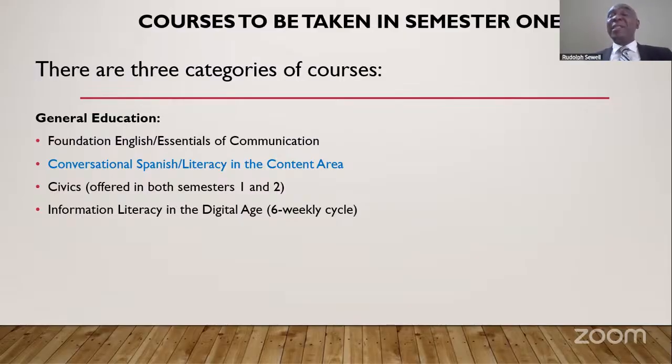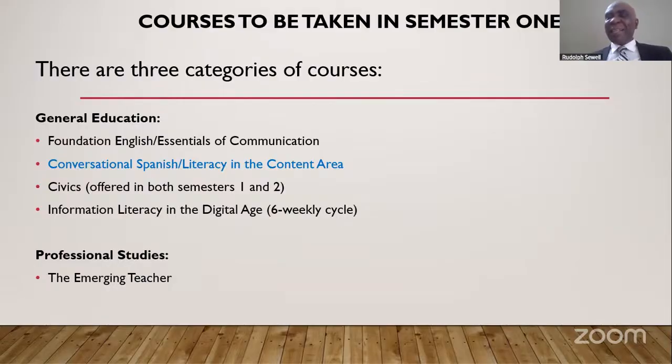The Information Literacy in the Digital Age course is handled a little differently. It's a 6-week cycle, and usually they don't ask you to register at this time. When they are ready for that, they will advertise it, and there's a particular process to go through. And once you're in the Mico email, that will be very clear with all the instructions. So now you're understanding, these are the 3: whether Foundation English or Essential Communication, Conversational Spanish or Literacy in the Content area, as well as Civics. Those you need to have. Then we have a category called Professional Studies, and they're starting you off quite easily. So there's one course called the Emerging Teacher.